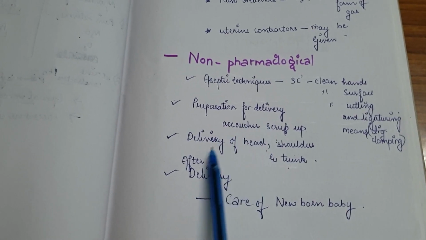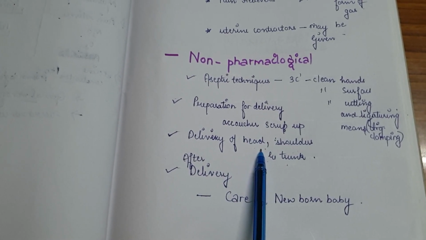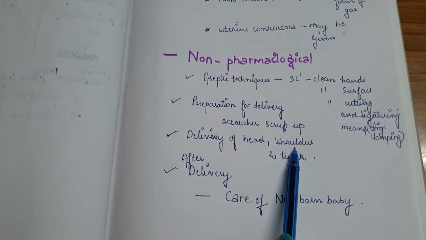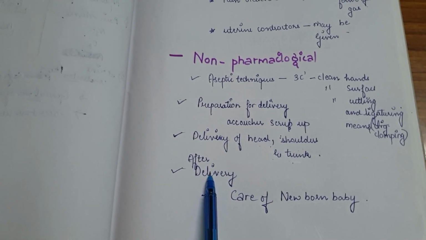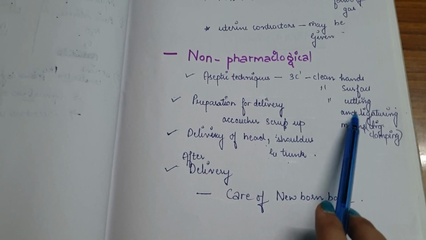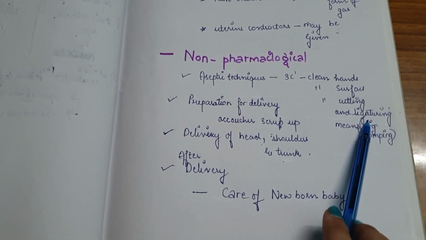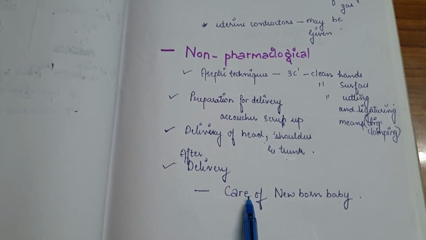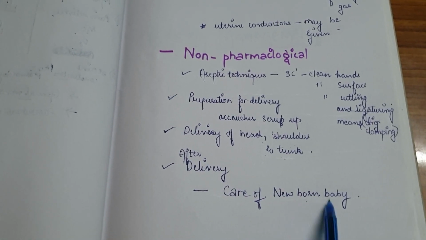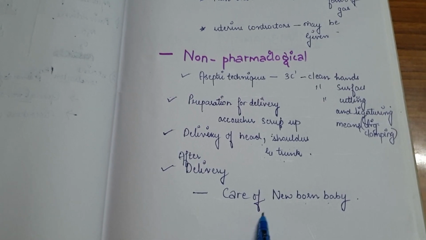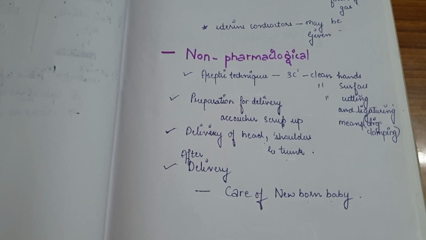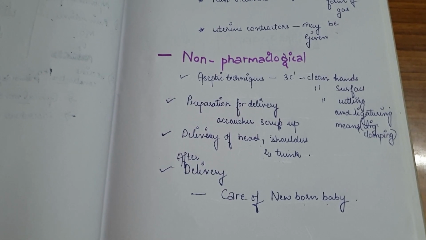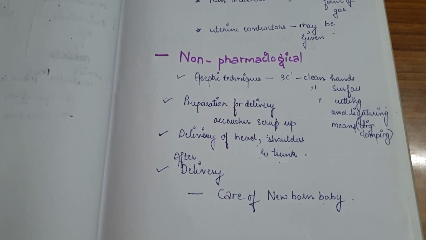After preparation, there is delivery of the head first, then delivery of the shoulder, then delivery of the trunk. After delivery, there should be proper cutting and ligaturing of the cord, and care of the newborn baby, that is, care of the eyes, care of the cord, the passage of meconium should be checked, and care of the skin of the baby.